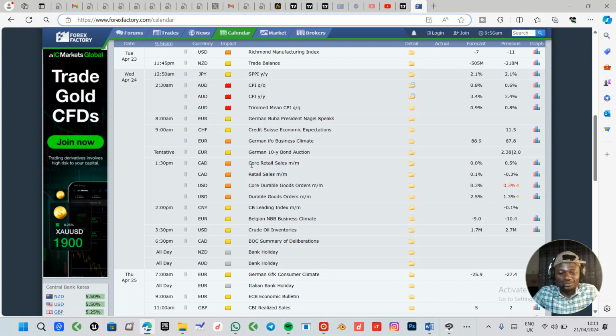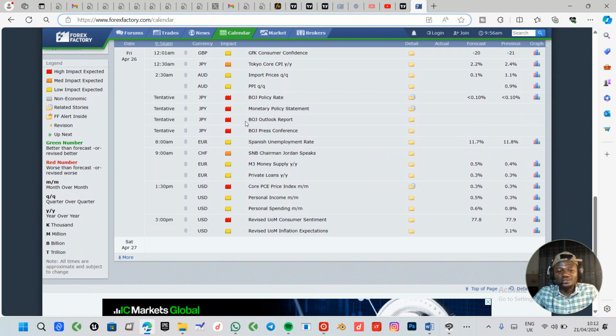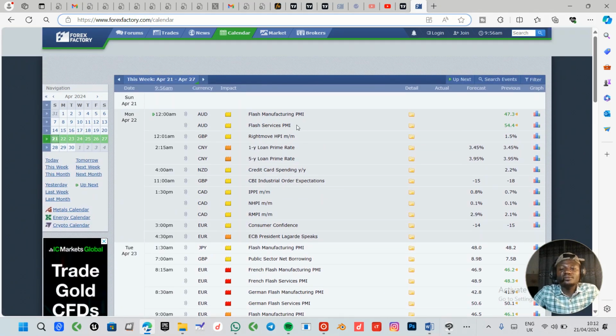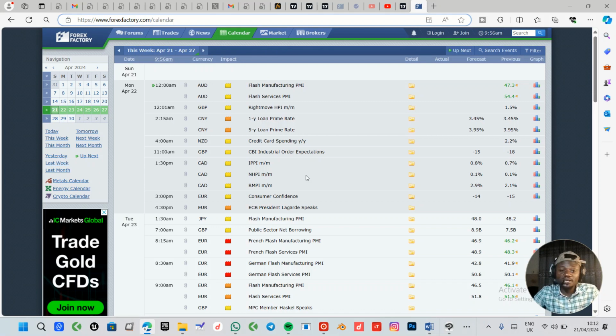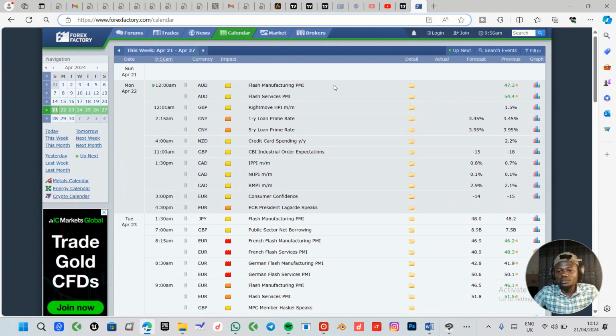On Thursday also we have high impact news by 1:30 p.m. on USD, same thing. Friday too, we are expecting JPY, the Japanese yen, to also make a significant move. USD also, we are expecting to see that by 1:30 p.m. So that is that for how to navigate through the Forex Factory website, and what you will be using.